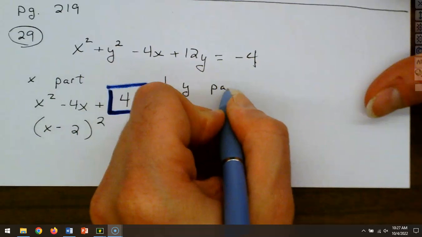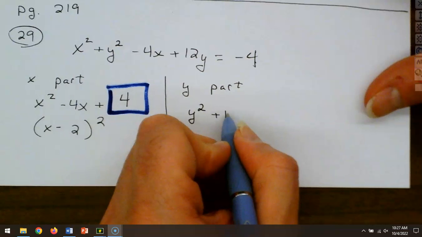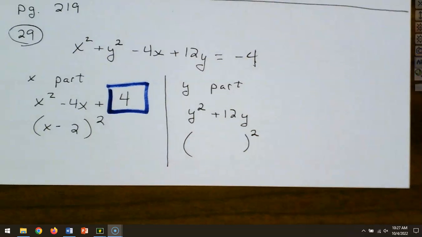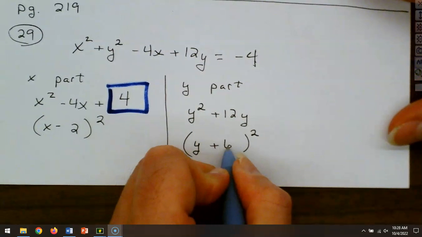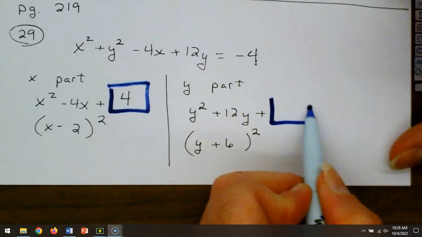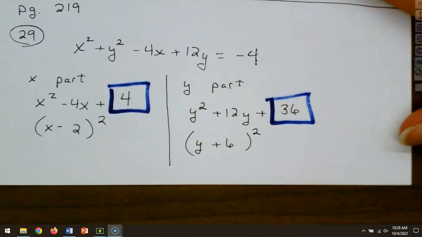Next, we look at the y part. And that's y squared plus 12y. Our procedure is half and square. Just remember that pattern. Half, square. So what's half of 12? 6. So that's going to come down as a y plus 6. What am I going to have to add in now? 36, right? Because 6 squared is what? 36.